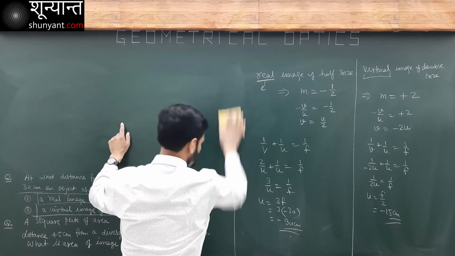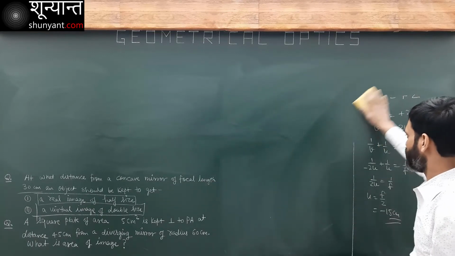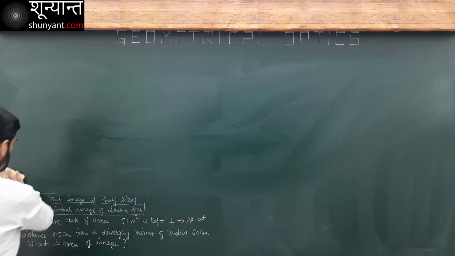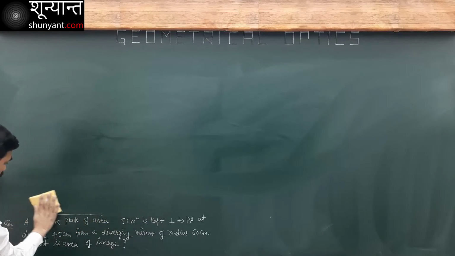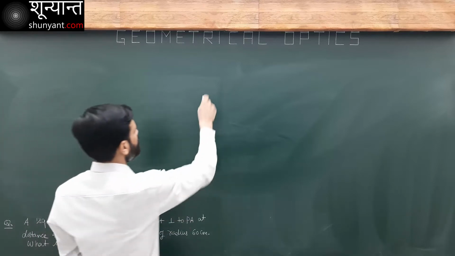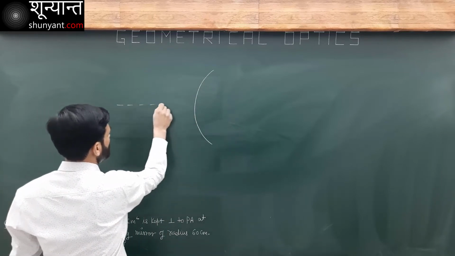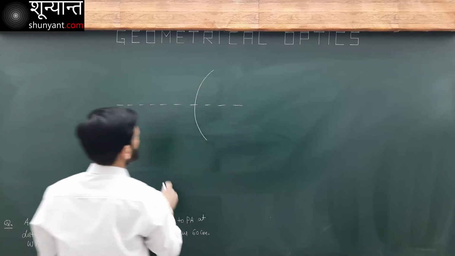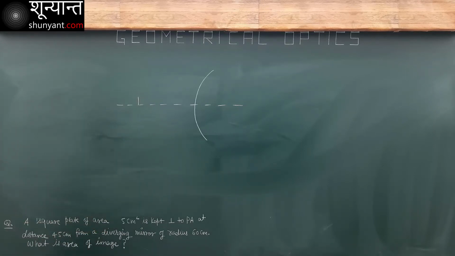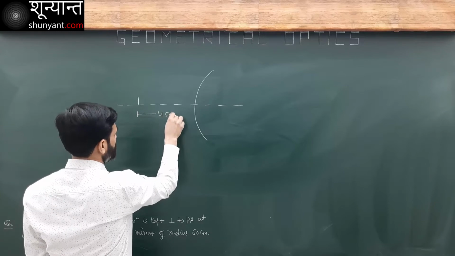Now the last one. What do you think? What is going to be the answer? Here I have an area. It should not be difficult. It's like this. Let's say that I have a convex mirror here and an object here. Forget about the area for now. The object is kept at a distance of 45 centimeter.